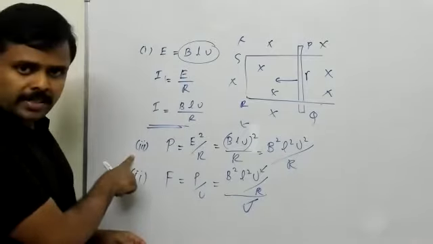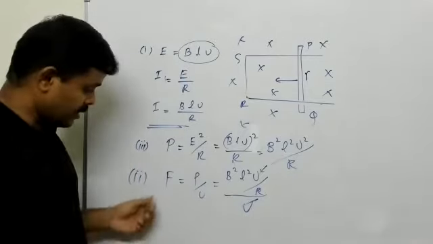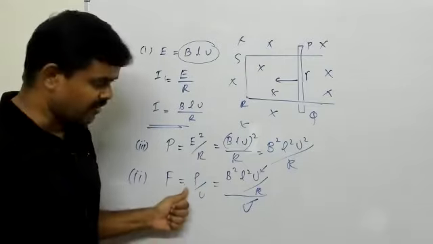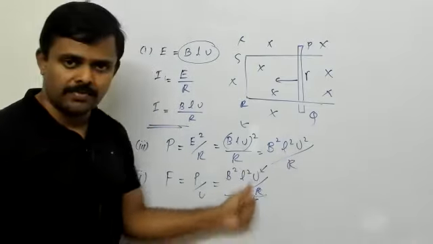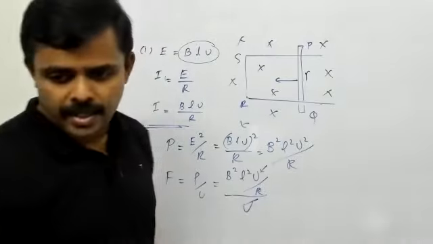I have to do part 3 first, then I can go to part 2. Tell me, force is power by velocity. Power is B square L square V square by R, by velocity is V. The V's are getting cancelled, so you get B square L square V by R. Did you understand? Read question number 12.